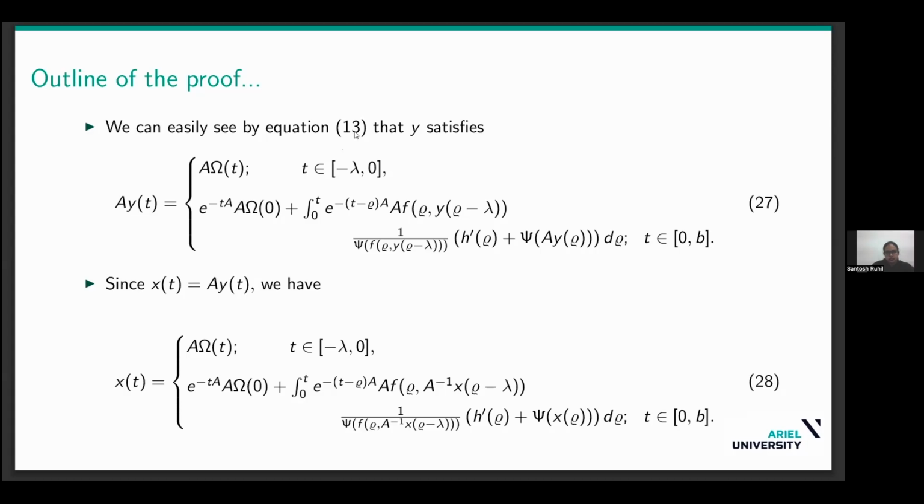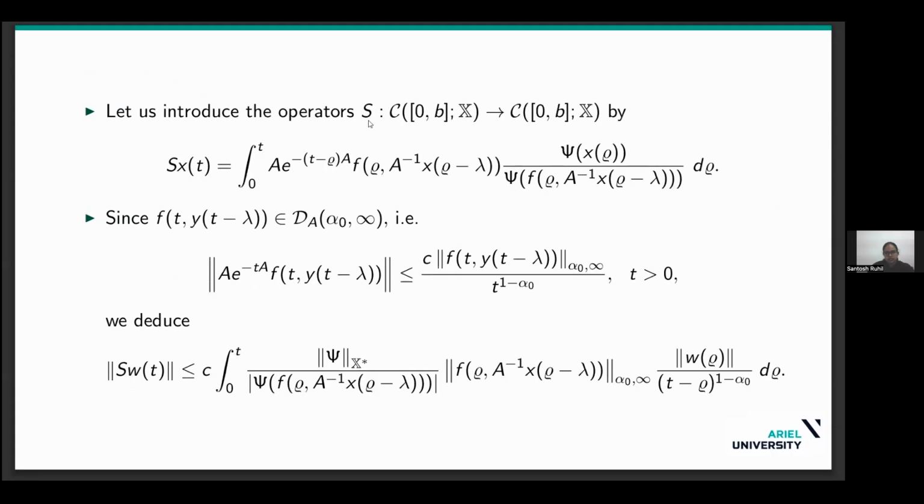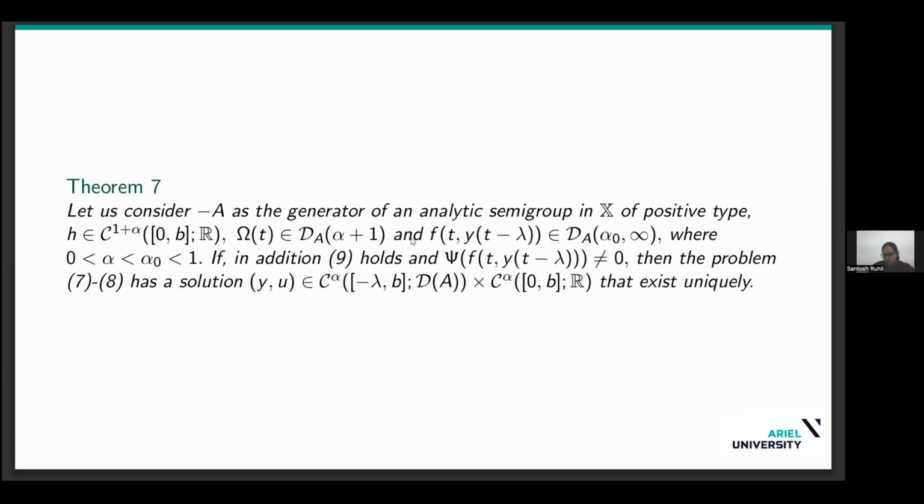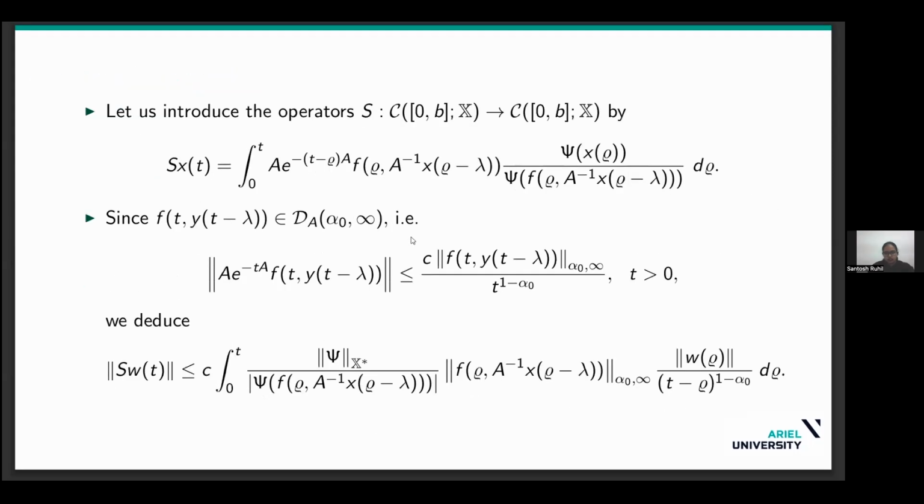So here we can see that in equation 13, we have applied operator A on the mild solution on both sides, which is given by this equation 27. So we have defined a variable x of t that is given by A y of t. So we have the following relation, which is given by this equation 28. And let us introduce the operator S here, which is given by this. So from here we can see that in the previous case, we assumed that f is only in the D A alpha plus 1 space. So from there we can see that this integral is well defined. But here in this case also we have the following estimate for this term.